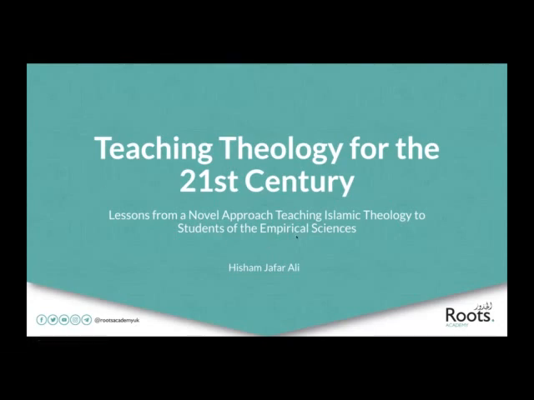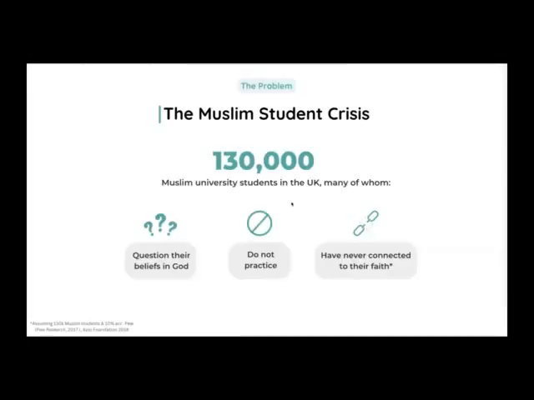So let me give you a little bit of context first. The problem that the organization I work with, Roots Academy, tries to solve: there's about 130,000 Muslim university students in the UK, many of whom question their beliefs in God, don't practice Islam, or have never really connected to their faith. Pew polls tell us it's 1 in 4 in the US. Through anecdotal reference, in the UK, I'd probably say it's 1 in 6 or 1 in 7. But it's a concerning statistic. That means there's 30,000 of those students who virtually don't identify themselves as Muslims.